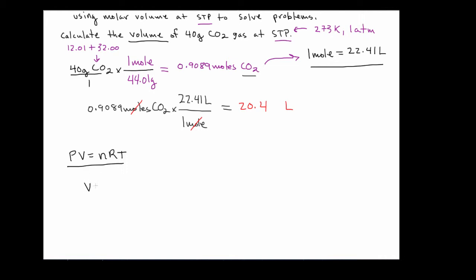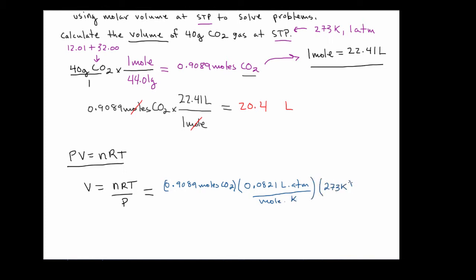We're going to solve for the volume, which means I'm going to divide both sides of my equation by the pressure. So this is going to be V = nRT over P. Now we can plug in the values that we previously solved for. We're going to have 0.9089 moles of the CO2, times R, which is 0.0821 liter atmosphere divided by mole times Kelvin. The temperature is 273 K, and the whole thing is going to be divided by 1 atm.